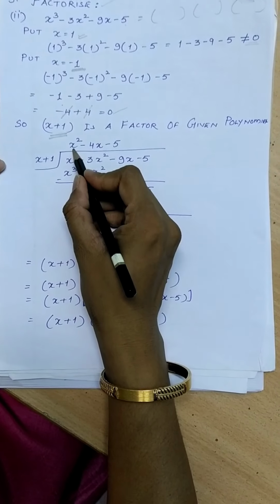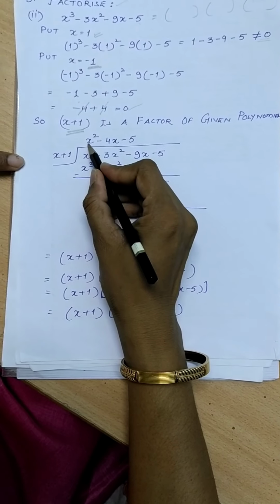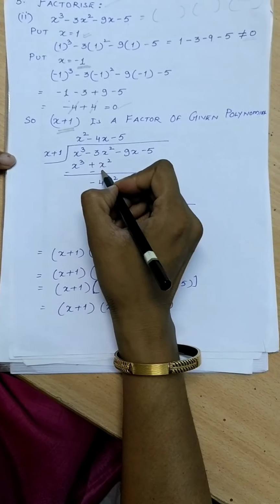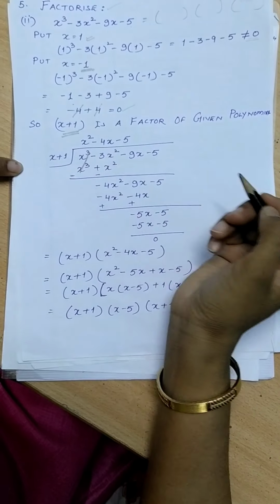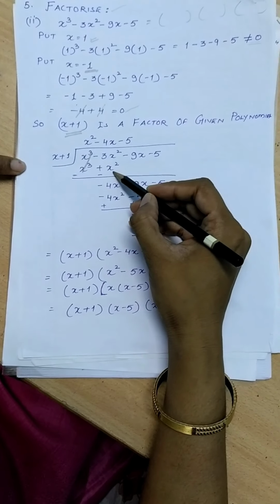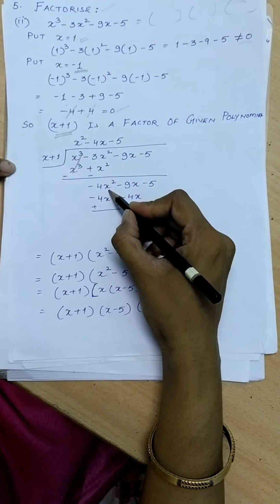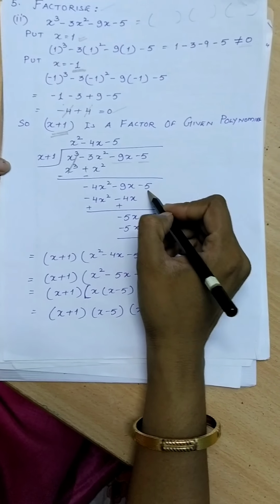So x square will come, because x square multiplied by x gives x cube. Then x square will multiply by 1, giving x square. Then we'll change the sign. I can cancel this x cube and minus x cube, and this minus 3x square and minus x square will give us minus 4x square. Then this minus 9x and minus 5 will remain as it is.